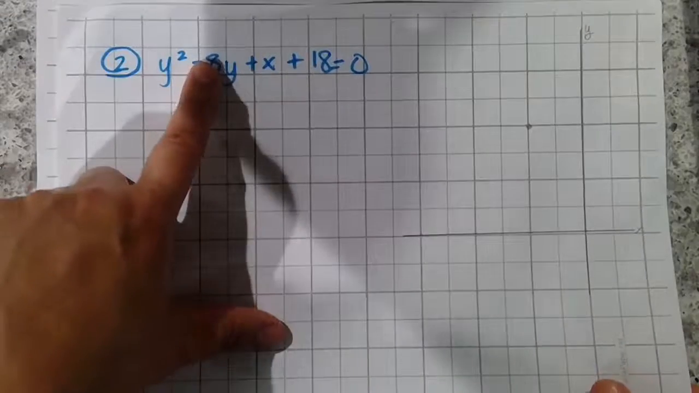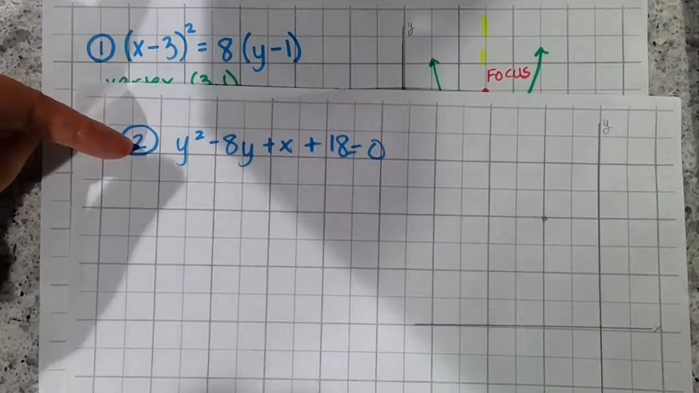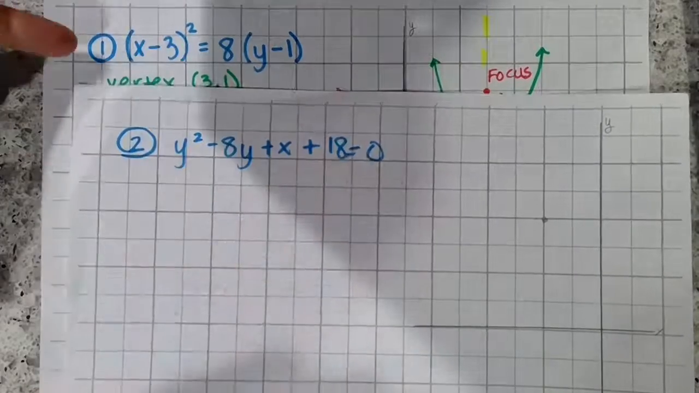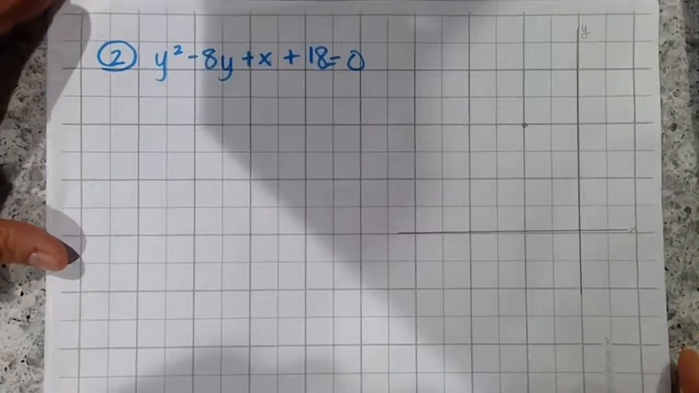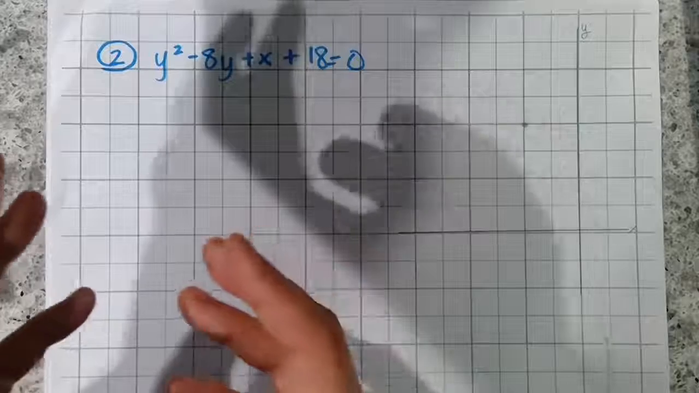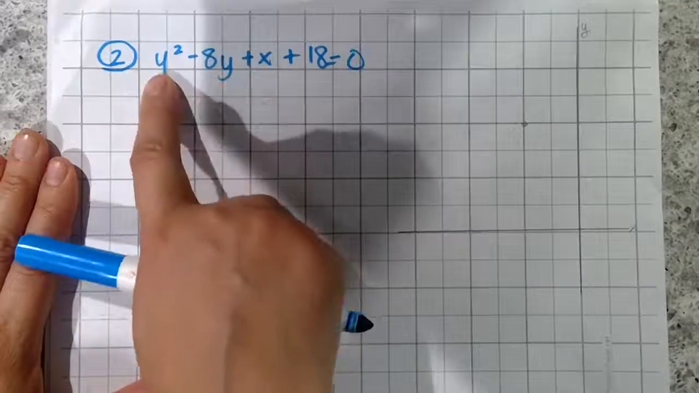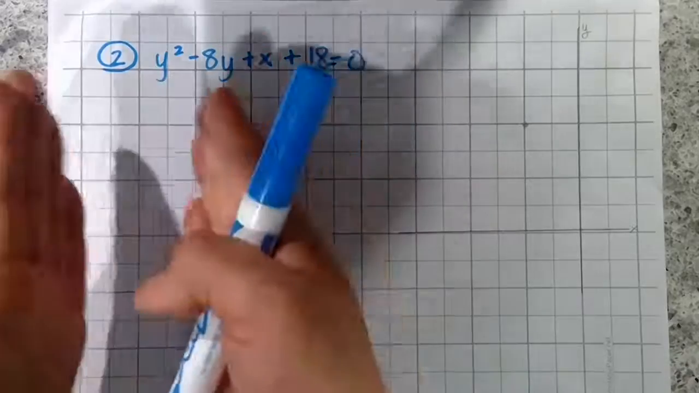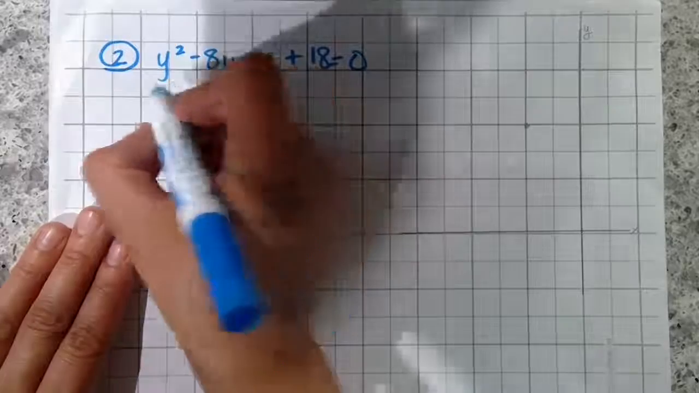Okay, problem 2. Same thing, except it doesn't look anything like this because this is in general form and we want to change it to standard form. So again, we're going to go ahead and complete the square. Get your y's together, get your x's together. On this side, because the y squared is positive, I'm going to keep the y's here and you're going to move your x's and your other number to the other side.